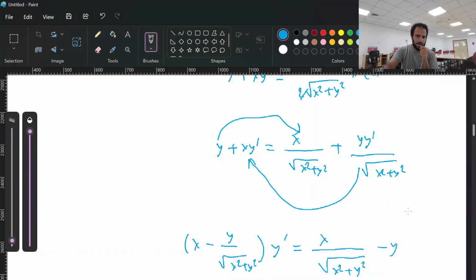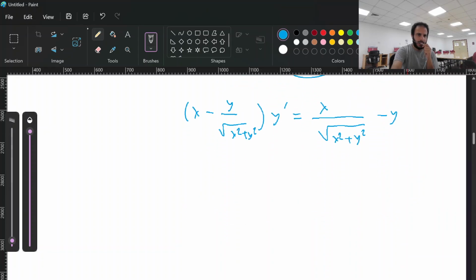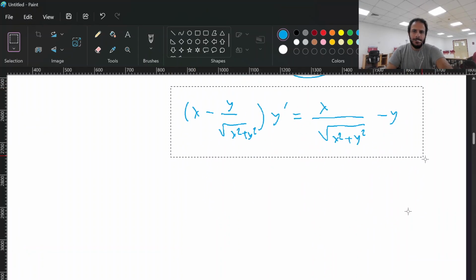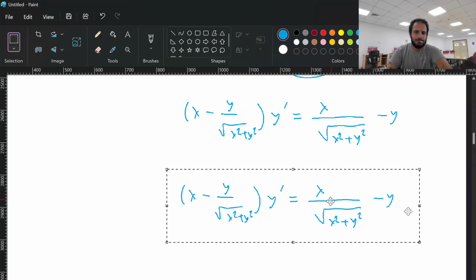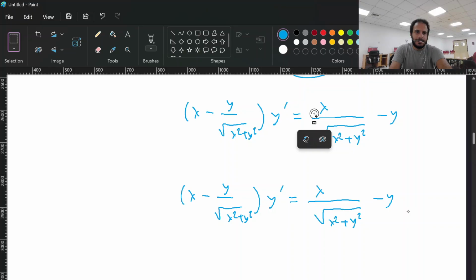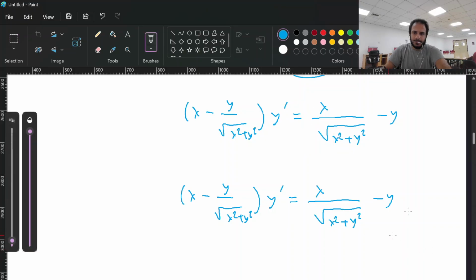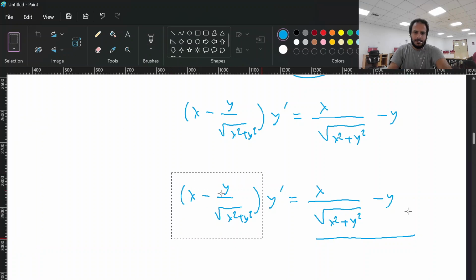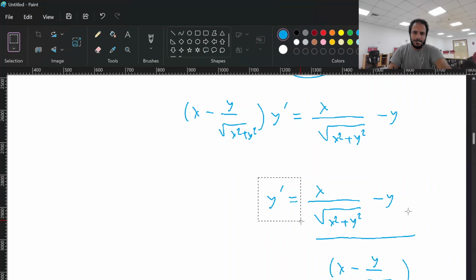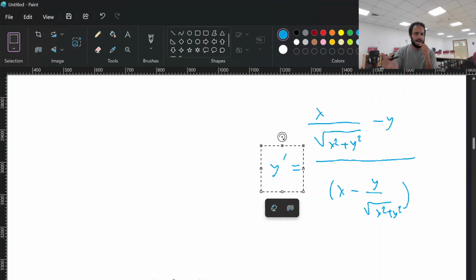So minus y. Next, we divide, right? So like this. Is this clear? Is it good? Do you have questions about this?